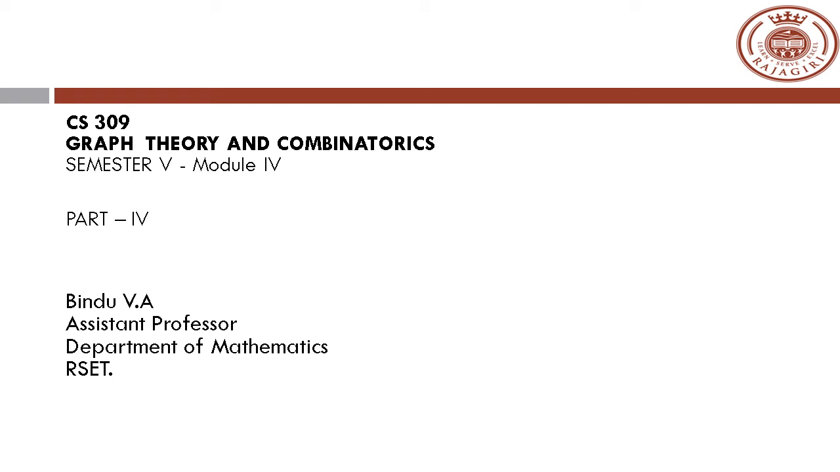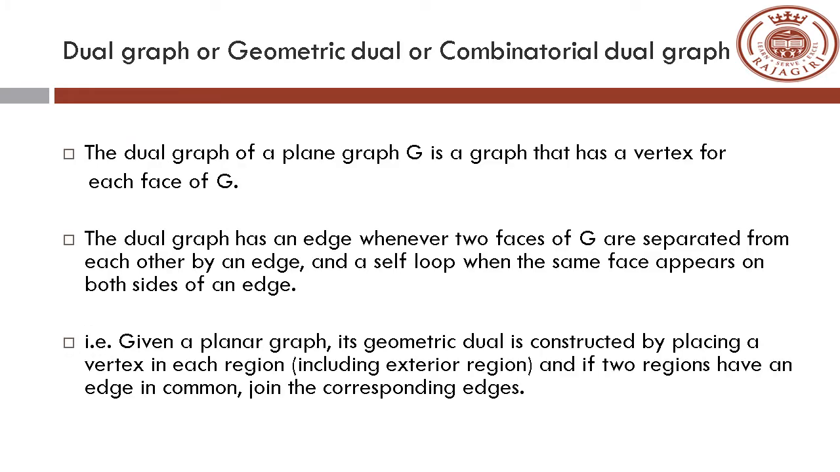Welcome to RSET Online Lectures on the subject CS 309 Graph Theory and Combinatorics, continuation of Module 4, Part 4. In this section, we discuss the dual graph or geometric dual for a given planar graph.